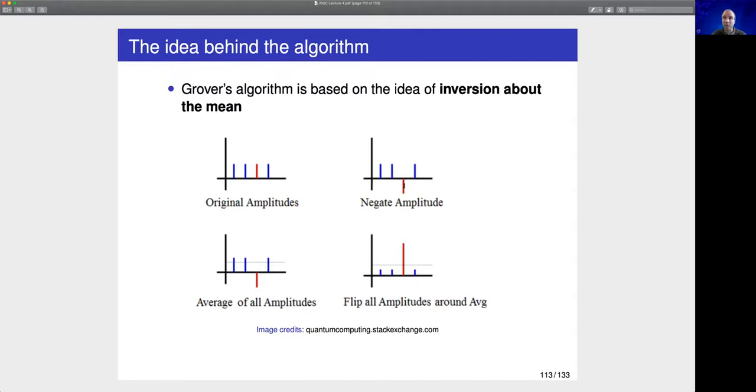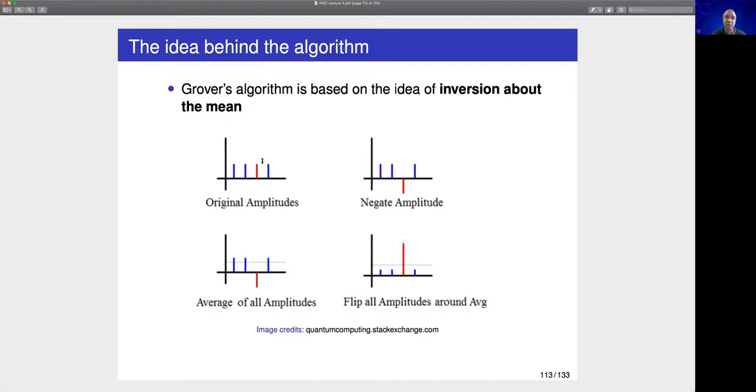And this is what we call here negating the amplitude. So the amplitude is going to have the same magnitude, but now it's going to be negative. And now, this is the neat trick of Grover's algorithm: with a unitary transformation, we are going to compute the average of all the amplitudes. This average is now a little bit less than it was before, because one of the elements is negative.